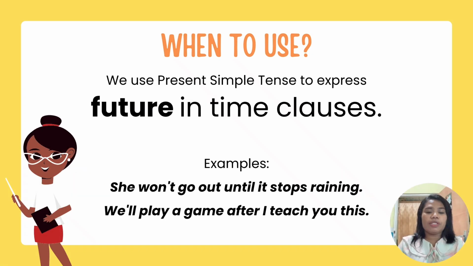We also use the simple present tense for the future in time clauses. For example, she won't go out until it stops raining. We'll play a game after I teach you this.